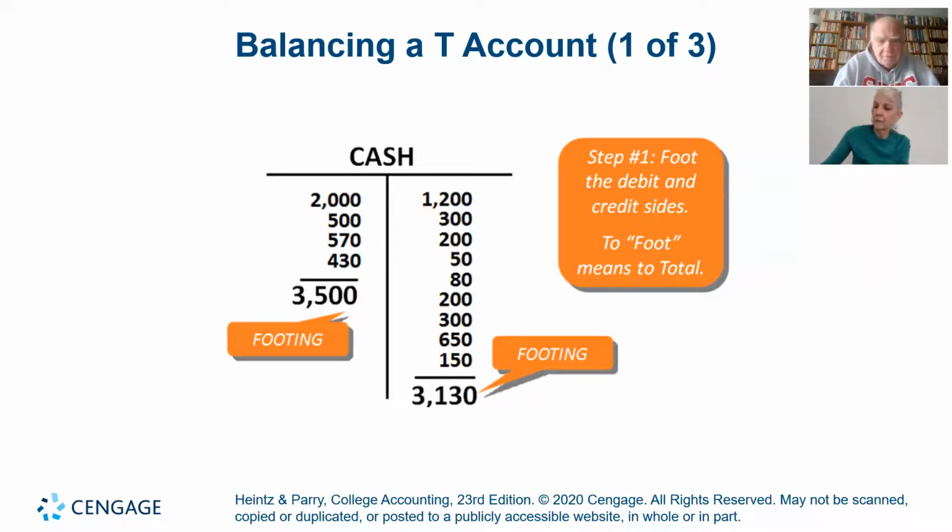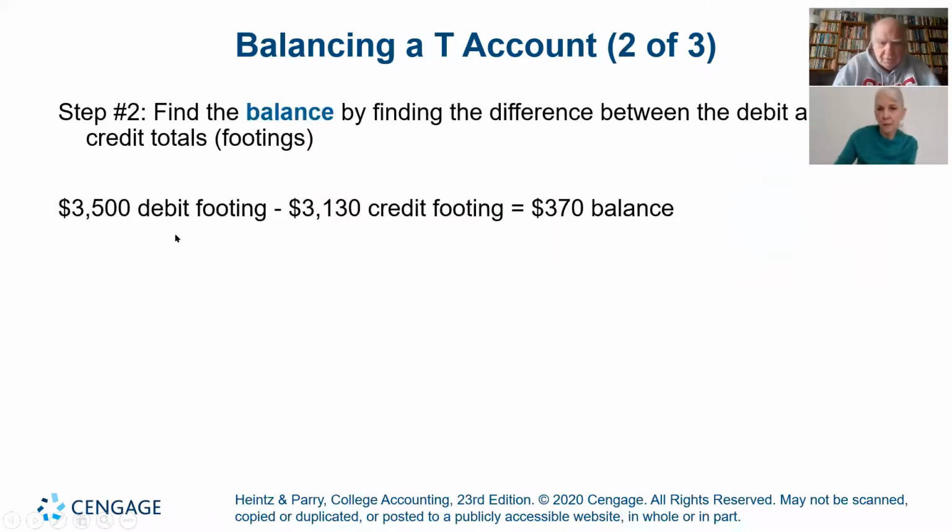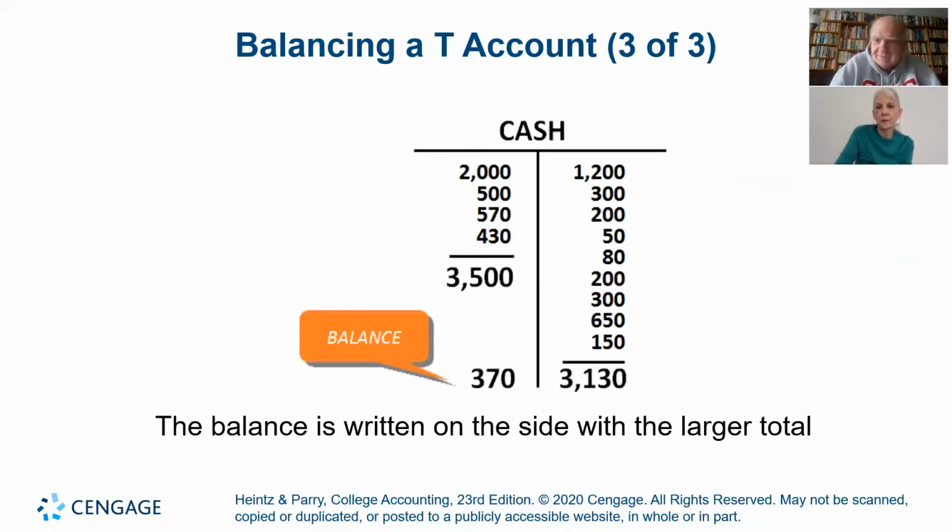So at the end of the month, we would expect to see a debit balance in cash. If you take a look at the T account on the screen here, the debits total 3,500, the credits total 3,100. So we have a balance of $370, and it is a debit balance. And that's what we would expect to see.